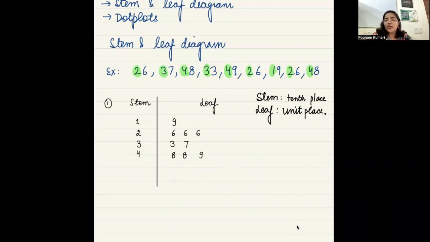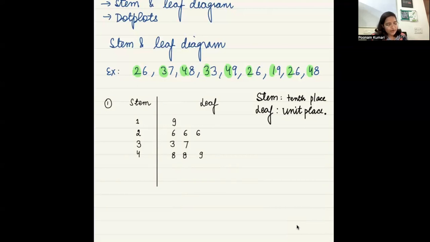So first you will figure out what your stem is. Then you will figure out, in front of every single stem, what are the different leaves that are there. If some number is getting repeated, you keep writing it as many times as it occurs. So we saw that 26 is 3 times, so we will write 666. This indicates how many times it has come.